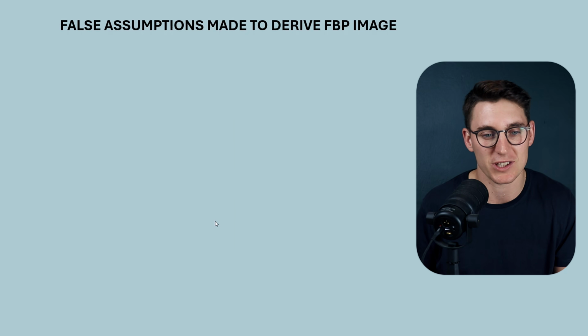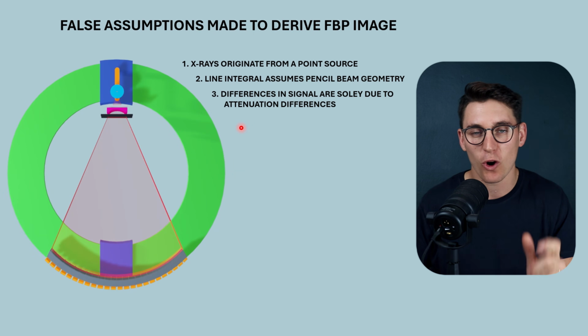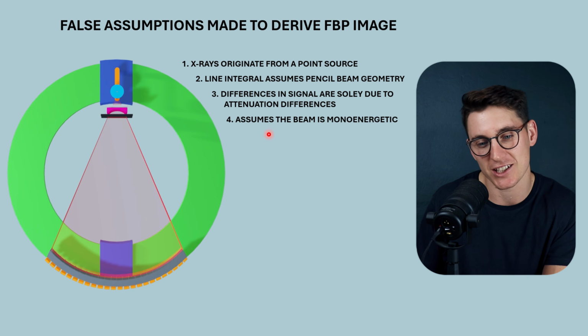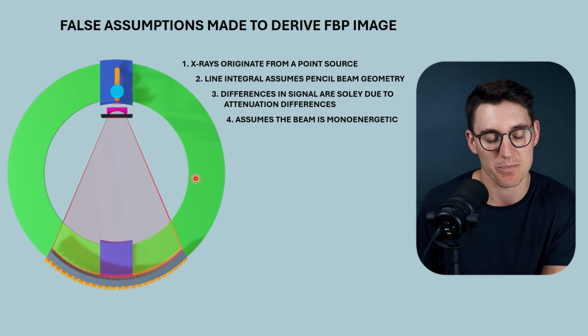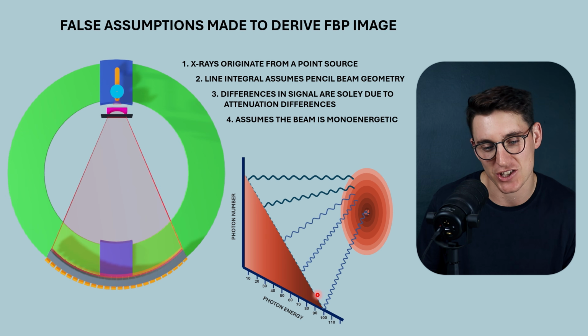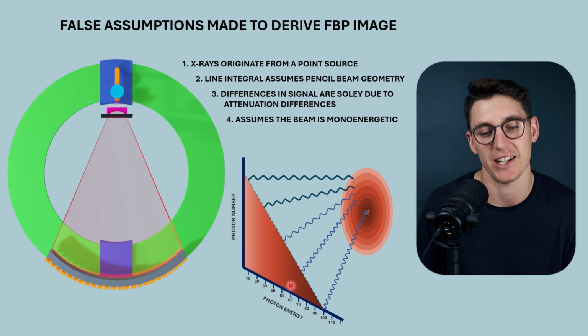Now, there are two more false assumptions that we make in filtered back projection, all of which are going to be addressed by iterative reconstruction. The fourth is that it assumes the beam is monoenergetic. We know that the X-ray beam that's heading towards the patient is polyenergetic. It has many different photon energies. There's a range, or a spectrum, of energies.